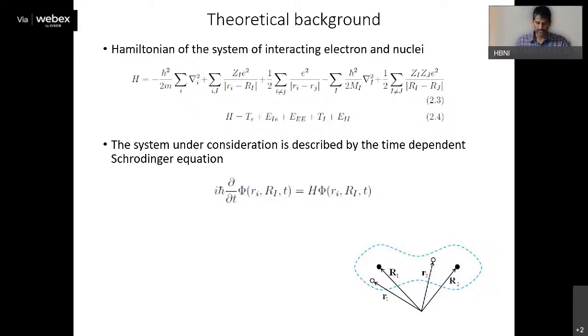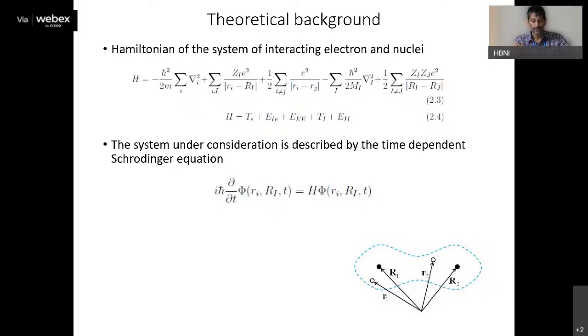If you want to solve this problem quantum mechanically, then one has to write the Hamiltonian, and this gives the Hamiltonian of interacting electrons and nuclei. That is the case in condensed matter. If you write the Hamiltonian, it has a kinetic energy term for the electrons, then an electron-ion interaction, then an electron-electron interaction, then the kinetic energy of ions and the ion-ion interaction. So this gives the complete Hamiltonian for the many-body system of interacting electrons and nuclei.